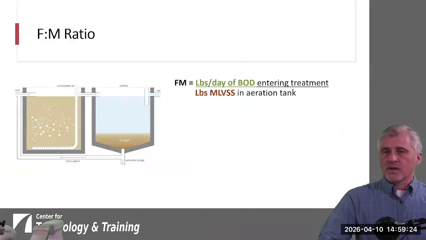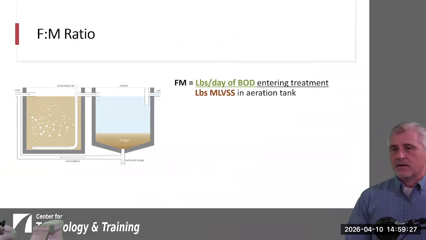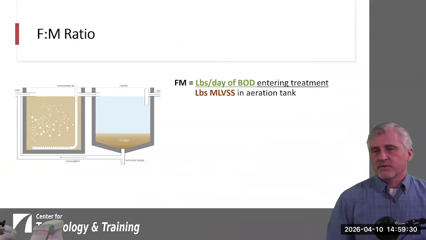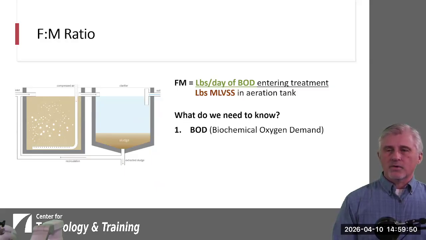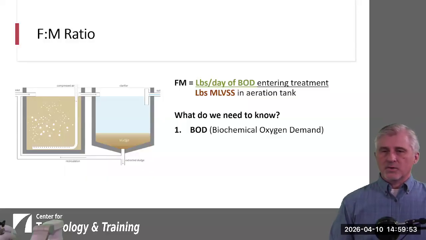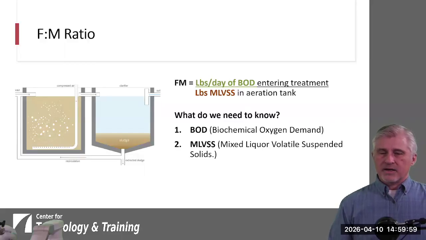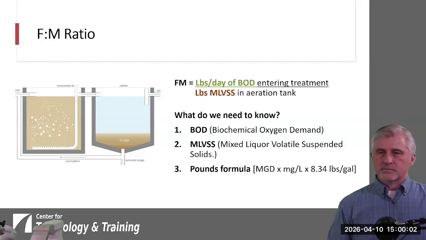Wow, it's a mouthful. All right, so from that, we said we needed that information in order to calculate our food to microorganism ratio. And that food to microorganism ratio is the pounds per day of BOD that's entering the treatment. So that's the food. And then the microorganisms are the pounds of MLVSS that are in the aeration tank. So what things do we know in order to do that? We need to know the BOD. We need to know the MLVSS. And we have to have the pounds formula. We've done the pounds formula several times.